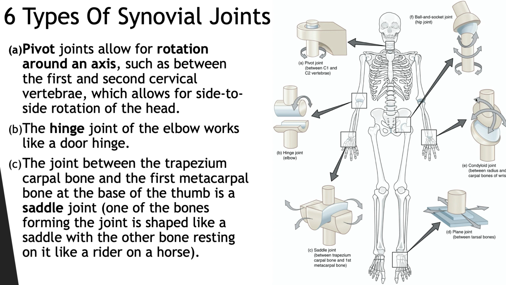You have hinge joints, which are cylindrical projections of one bone that fit into a trough-shaped surface of another bone. And these are uniaxial. Think the elbow joint, the knee joint, the ankle joint, things like that. You can have pivot joints, in which a rounded end of one bone protrudes into a sleeve or a ring composed of bone or ligaments, and these are uniaxial as well. Think the proximal radioulnar joint and the dens of the axis.